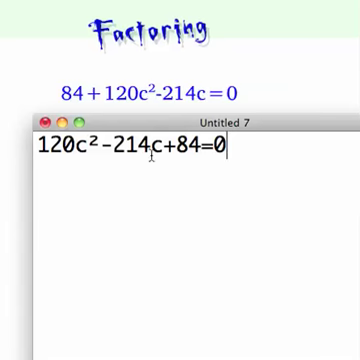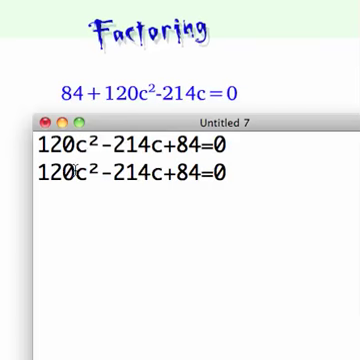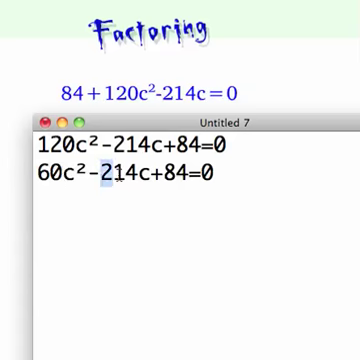Okay, the only thing I could figure that would go into all of the factors is 2. Okay, so that makes 60. If I divide the 214 by 2, I get 107, which is a prime number. If I divide 84 by 2, that gives me 42. Okay, and if I divide 0 by 2, I get 0. All right, so now I'm going to have to do trial and error, or PSF.